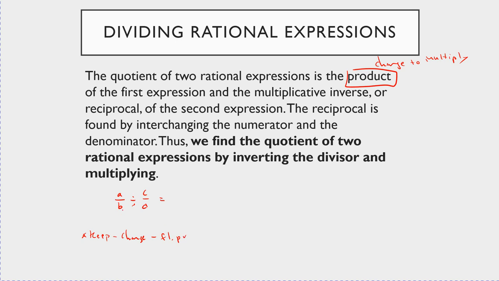So I'm going to keep this first fraction the same, A over B. You're going to change division to multiplication, and all you're going to do is flip this. Whoop, you flip it. It becomes D over C. So then now you can just multiply. So it's A times D over B times C. So just remember this: keep, change, flip. And I promise you, after you see me do a couple of examples, it's pretty straightforward.